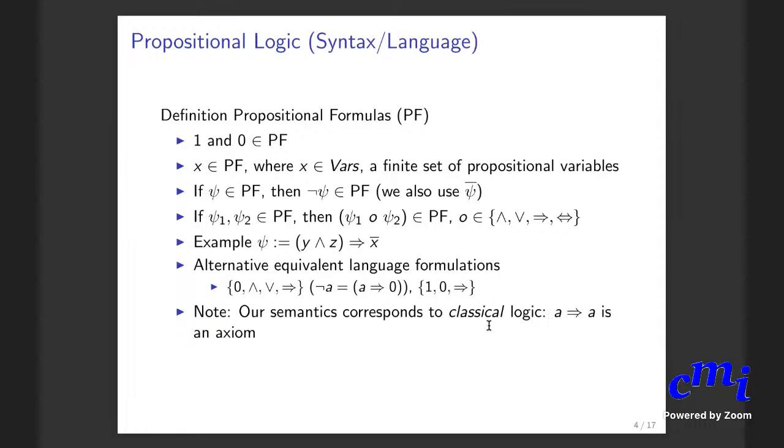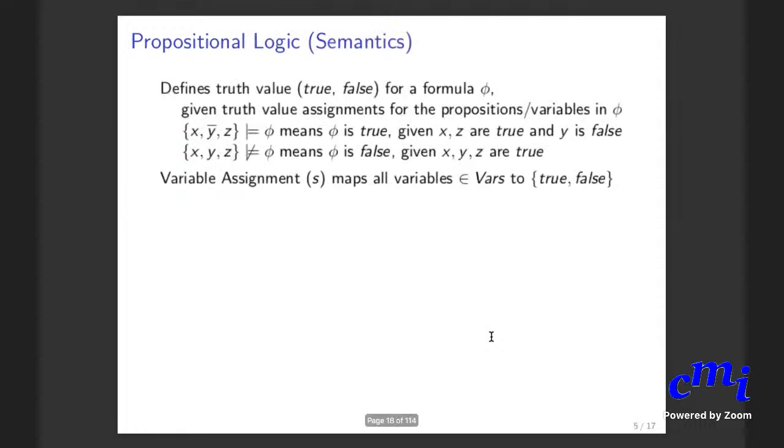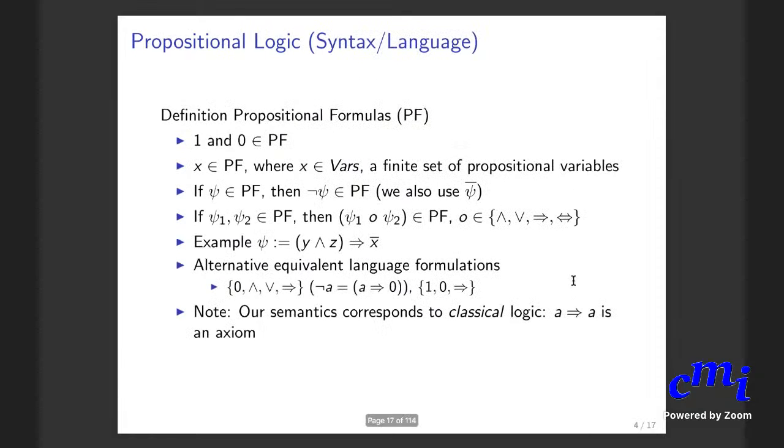The distinguishing aspect of classical logic is that it is based on, A or not A, the law of excluded middle, which is an axiom, whereas in constructive logic, this is not an axiom. So our semantics, both for propositional logic and the predicate logic, which we will see in the next class, correspond to the classical version of logic. So any questions so far?